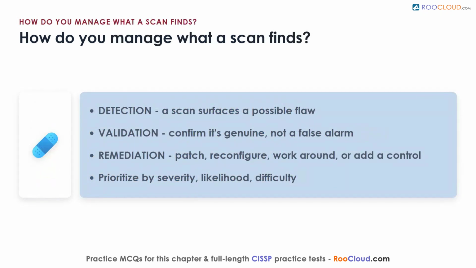How should you manage what a scan finds? Not as a pile of alerts, but as an orderly workflow. It runs in 3 steps. First, detection, where a scan surfaces a possible flaw. Second, validation, where an administrator confirms it is genuine and not a false alarm. Third, remediation, where you actually fix it, by patching, reconfiguring, working around it, or adding a protective control. And you prioritize by severity, likelihood of exploitation, and difficulty of the fix. Find it, confirm it, fix it, in that order.